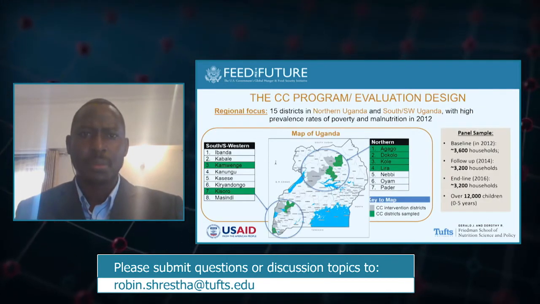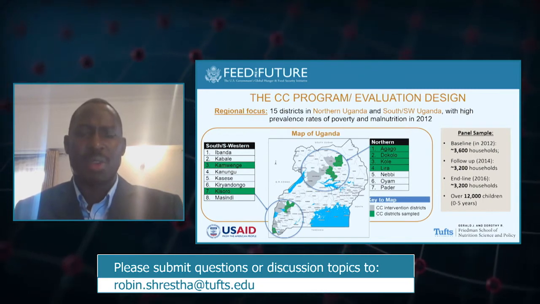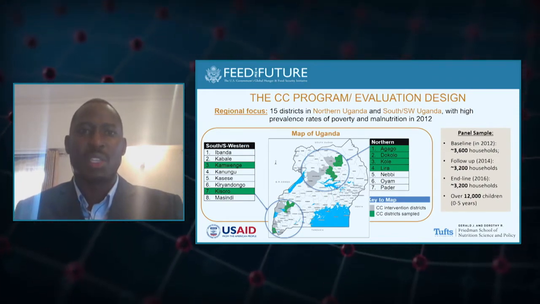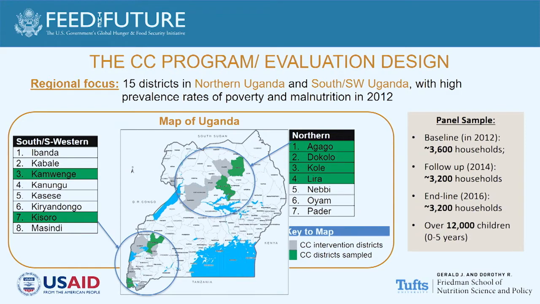Next slide, please. As you can see from this slide, we have a map of Uganda, and the implementation was in 15 districts in northern Uganda and southwestern Uganda. These were the districts considered to have high prevalence rates of poverty and malnutrition, as per the DHS of 2012. Out of these, we selected 6 districts, 4 in northern Uganda and 2 in southwestern Uganda. Just like Patrick explained before, we had really big data sets, 3,600 households at the beginning, and we followed these up over time until 2016, and we had overall about 12,000 children below 5 years of age. Next slide.